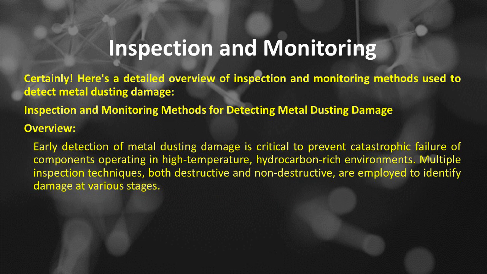Here's a detailed overview of inspection and monitoring methods used to detect metal dusting damage. Overview. Early detection of metal dusting damage is critical to prevent catastrophic failure of components operating in high-temperature, hydrocarbon-rich environments. Multiple inspection techniques, both destructive and non-destructive, are employed to identify damage at various stages.